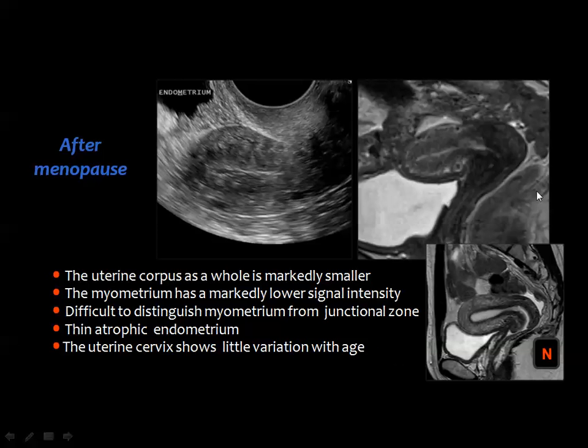Then the junctional zone is not well defined, and the endometrial cavity is small or atrophic, as you can see here. But the cervix is not liable for these changes. The cervix may maintain its normal size and zonal anatomy.